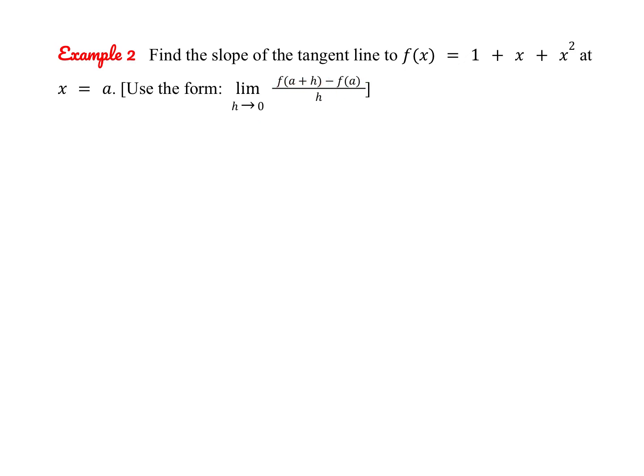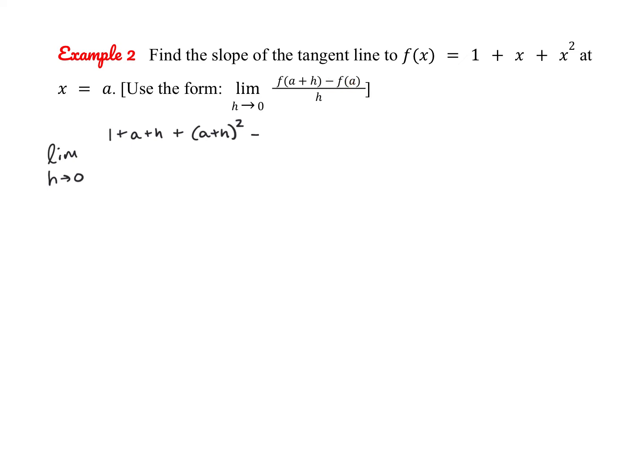So again, we're really just substituting directly into our formula. So the limit as h approaches 0, first f of a plus h. So I'm going to use our function, and I'm just going to substitute x with a plus h. So I'll do 1 plus a plus h plus a plus h squared. So that's f of a plus h. And then we're going to do minus f of a.